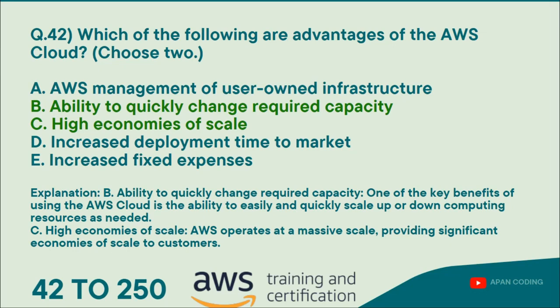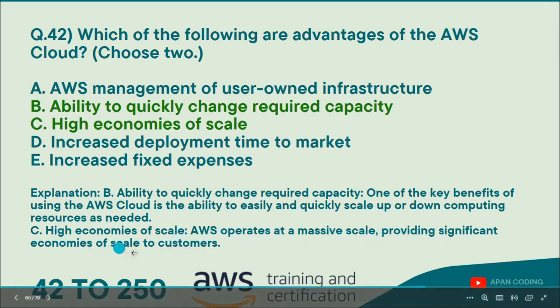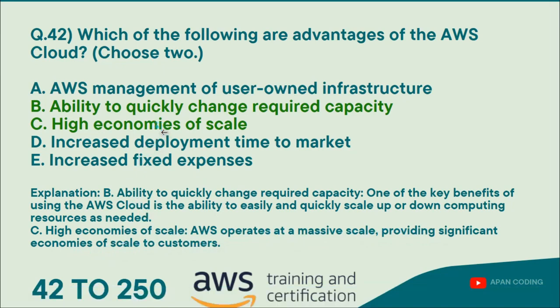So friends, it cannot be possible on your on-premises. On the AWS cloud you can easily increase and decrease, so that's the benefit. And the third one is high economies of scale. AWS operates at a massive scale, providing significant economies of scale to customers. It's very right, friends, because if a person is using more services, the cost will be high.